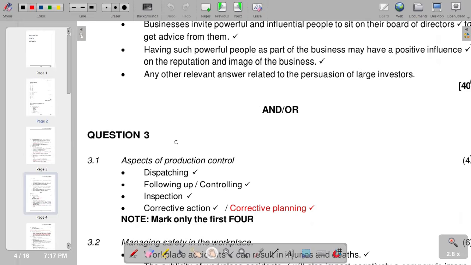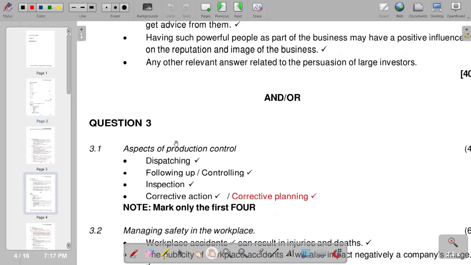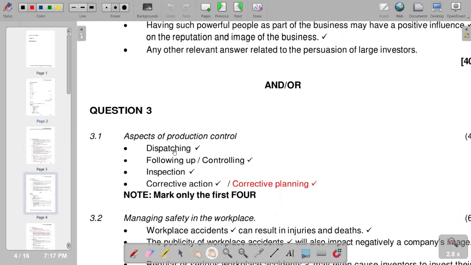On the next question, on aspects of production control, we have dispatching, following up, inspection, corrective action.